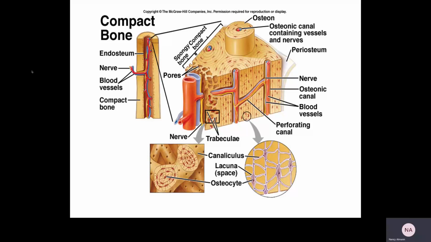Let's take a look at the spongy bone, which you can see in the lower left part of that picture. You see the word trabeculae there? Trabeculae, when you talk about bone, are always associated with spongy bone. Always. They are those sort of flat plates or spicules or structures that give spongy bone its sponge-like appearance.